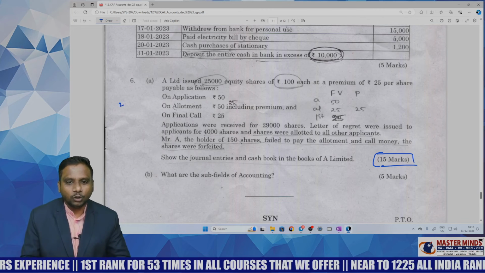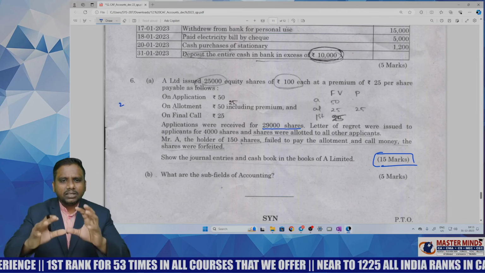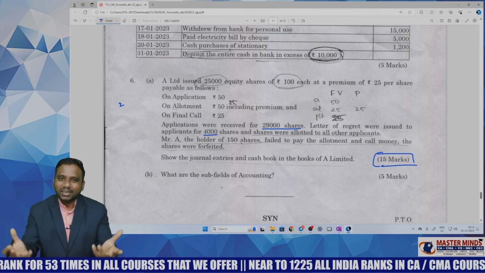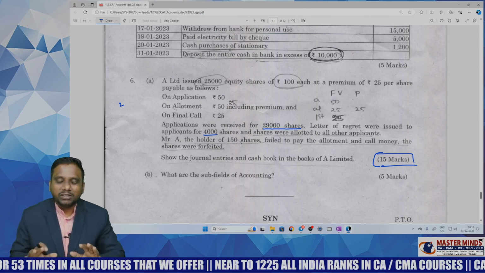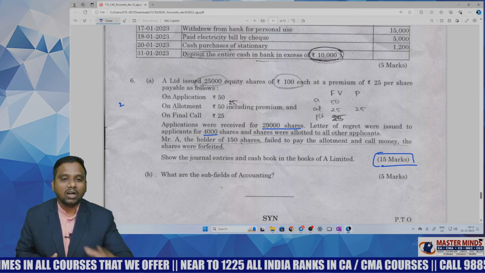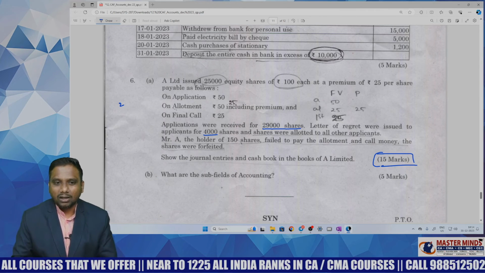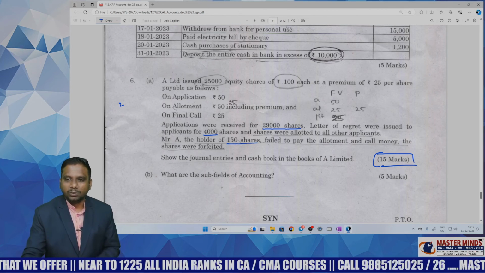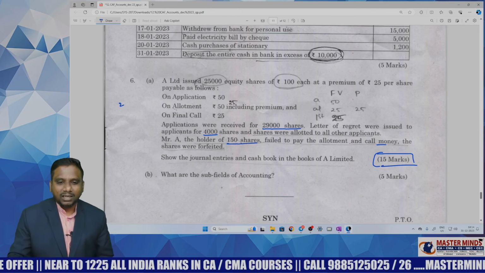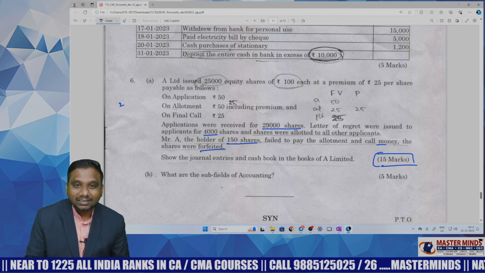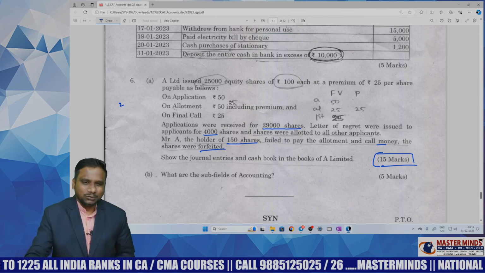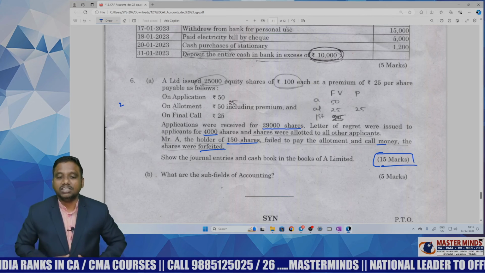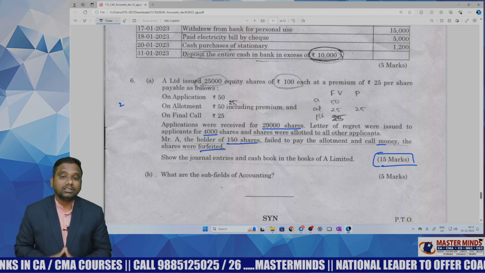25,000 shares issued, 29,000 share applications received. Out of that, 4,000 shares returned. So the remaining is 25,000 applications only. So no pro rata allotment, students. And that too, only one shareholder failed to pay the allotment and call money. And the shares are just forfeited, not reissued. So you tell me, sixth question, 15 marks you can score easily, students.